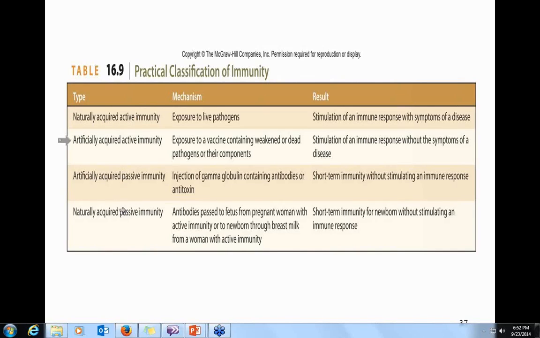Passive immunity is when you're given somebody else's antibodies or activated lymphocytes. They can be artificially acquired. For example, you're given an injection of gamma globulins. Say you have some sort of immune disorder where you're not making a specific type of antibody. Naturally acquired passive immunity would be from any immunoglobulins or antibodies that pass between the fetus and a pregnant woman, or when a woman is breastfeeding. That is naturally acquired.